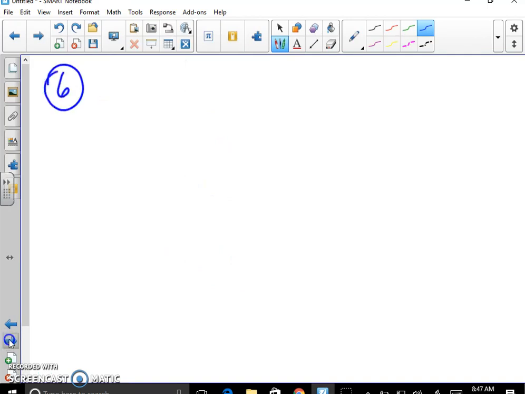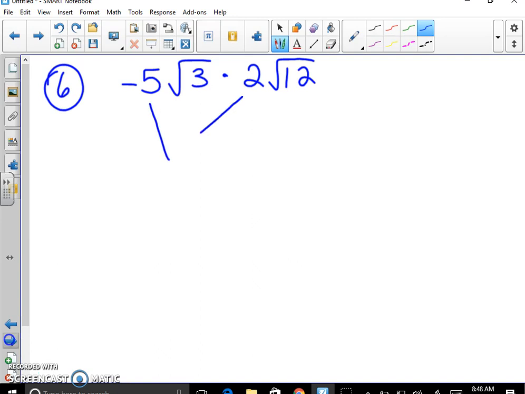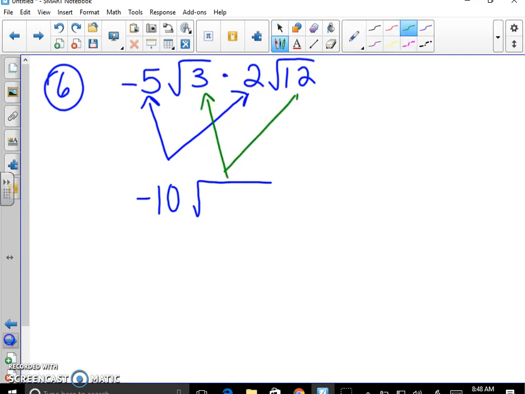So multiplying radicals. So we have, let's say, negative 5 root 3 times 2 root 12. It's the same process we did last time. Let's start with the numbers outside of the radicals. So negative 5 times 2 gives us negative 10. All right, next we're going to start with what's inside the radicals. 3 times 12. And remember, those still have to remain under the radical sign because they started under the radical symbol.